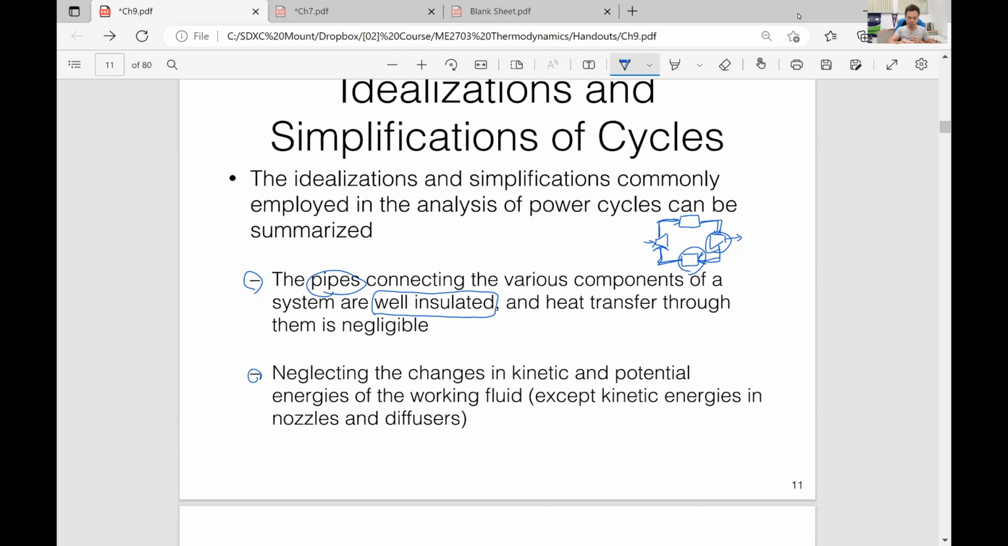Then we also neglect the changes in kinetic and potential energies of the working fluid, which we have been using as an assumption a lot.